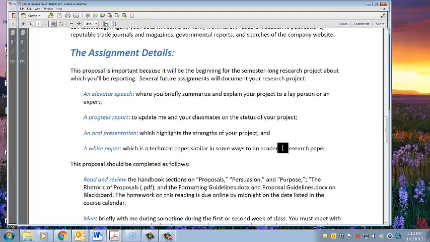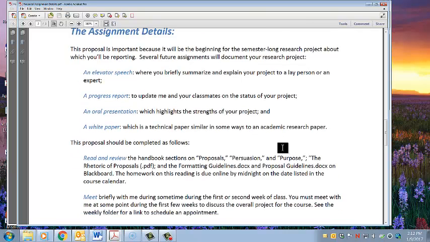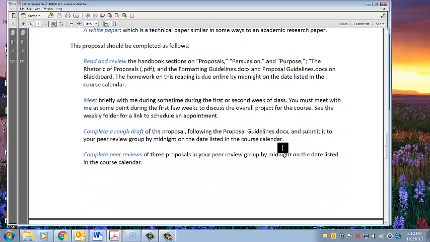Okay, so remember, there's an entire arc of work that's expected this semester. You're proposing what you're going to do right now, and then later on you're going to do what you said you'd do. So the proposal should be completed as follows. I'd like you to read a couple things. There's the list there you can read. I'm going to go over formatting guidelines and proposal guidelines here in a moment.